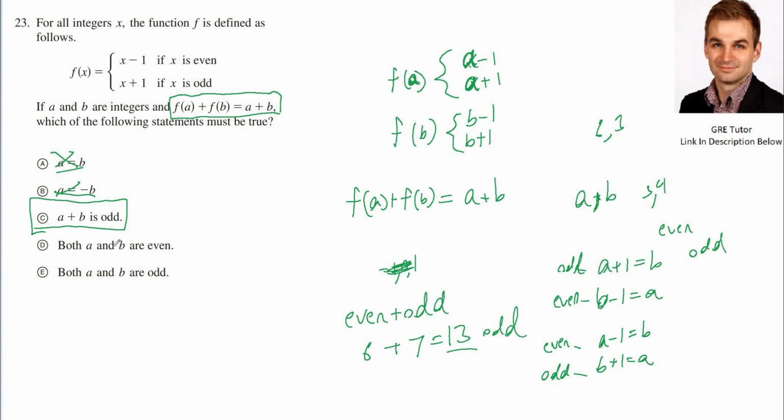Both a and b even, and both a and b odd, are already out, and the reason we know that is because a and b have to be right next to each other. So one of them has to be even and one of them has to be odd. So we know that d and e are out, sorry, not a and b. So we know the only answer is going to be C.